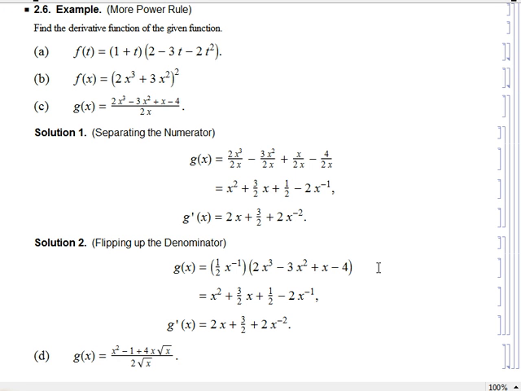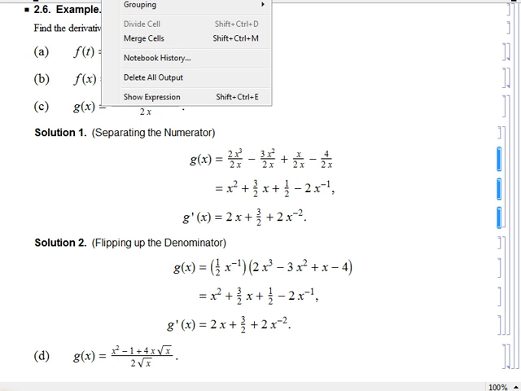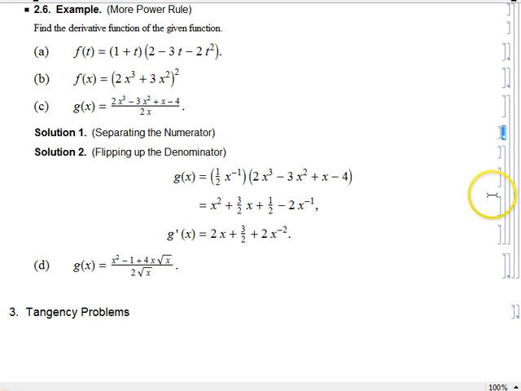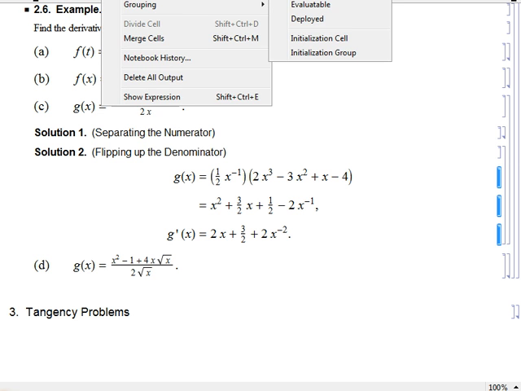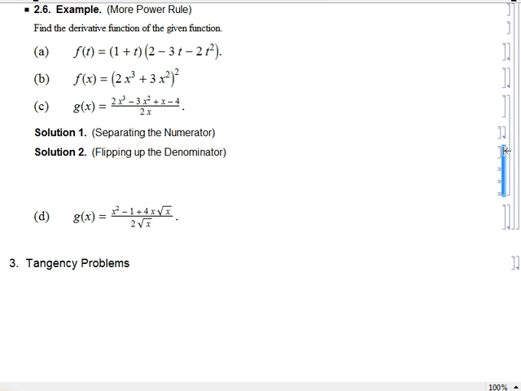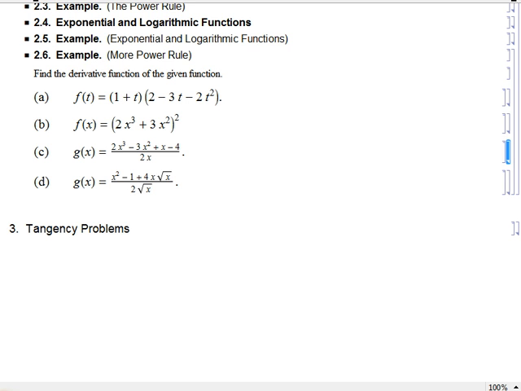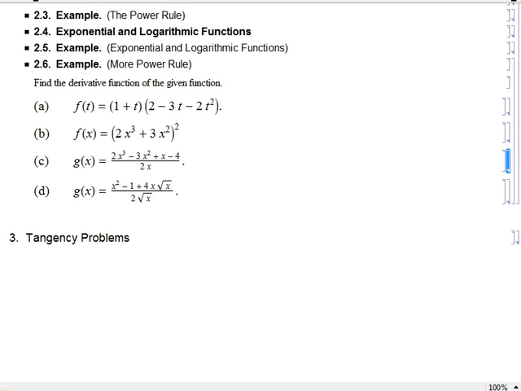Which is easier? For polynomial over polynomial, it's a push, about the same. Now, we're going to do similar things with exponential functions later on. In that case, the second method, flipping up the denominator, solution 2, will turn out to be a little bit easier. Most of the time though, I stick with solution 1. In my experience, among those students who get it right, about half and half.